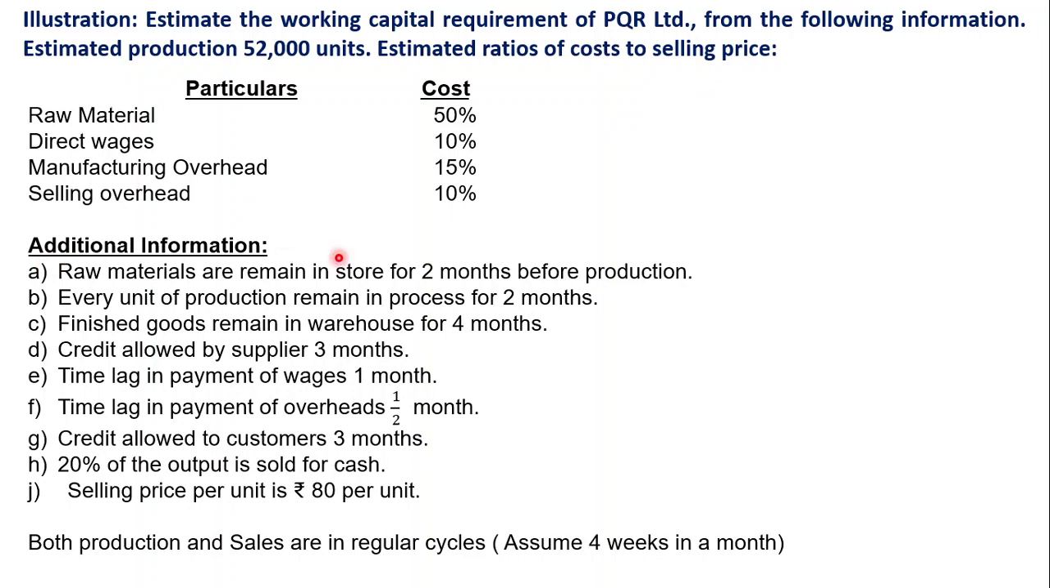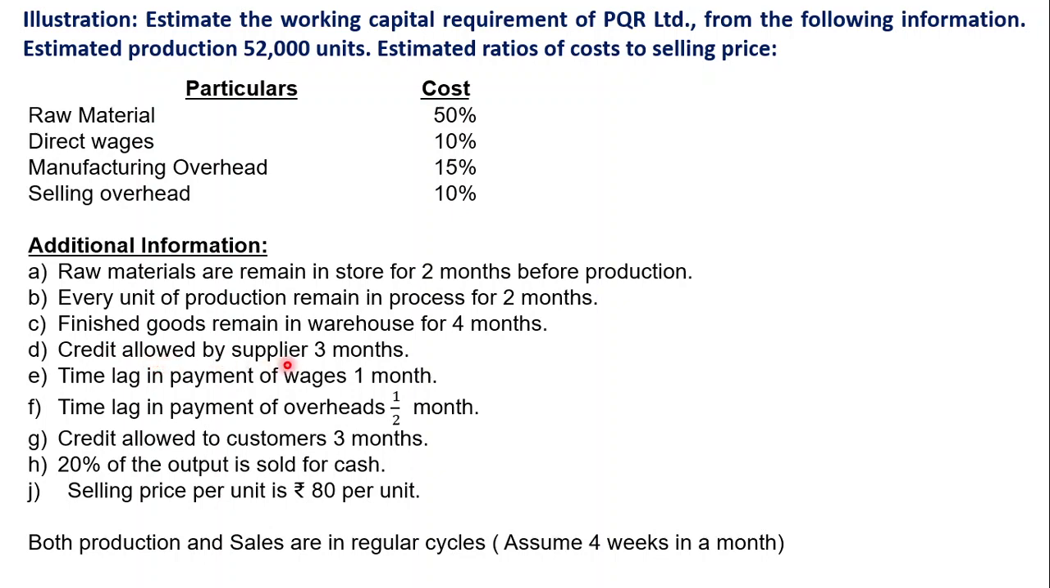Additional information is also provided. Raw materials remain in store for 2 months before production. Every unit of production remains in process, that is, work in progress, for 2 months. Finished goods remain in the warehouse for 4 months. After the completion of raw materials into finished goods, the finished goods will remain in stock at the warehouse for 4 months.